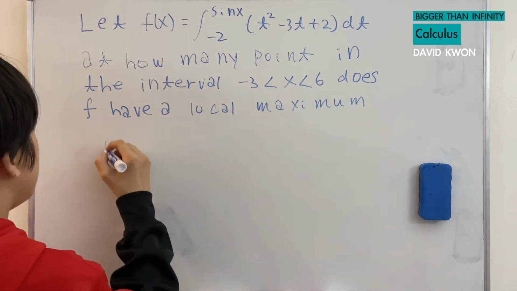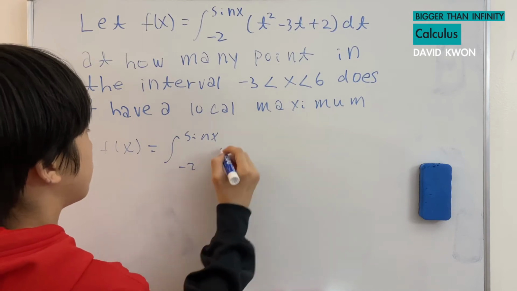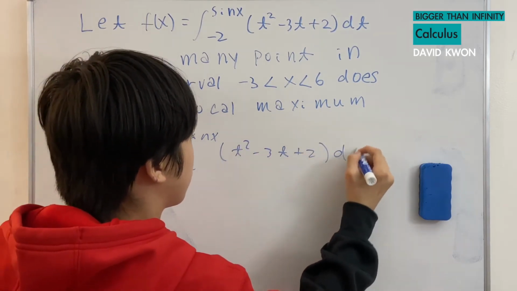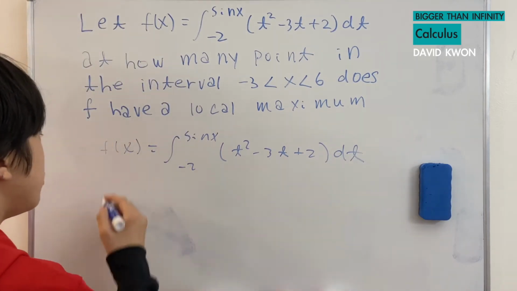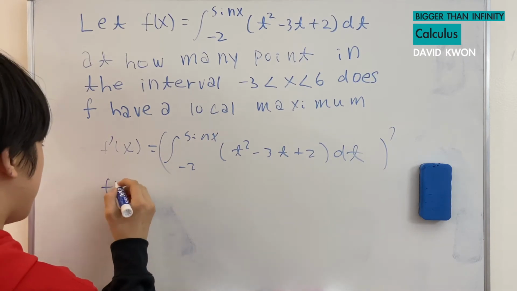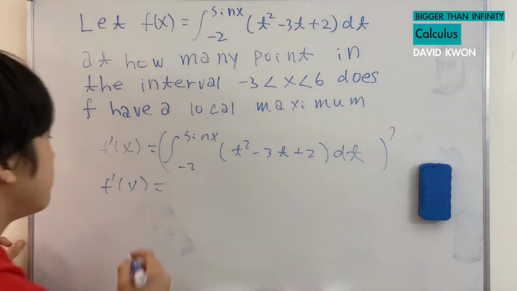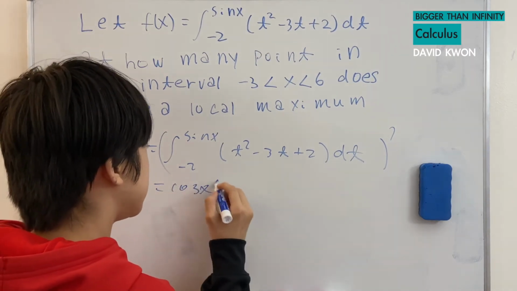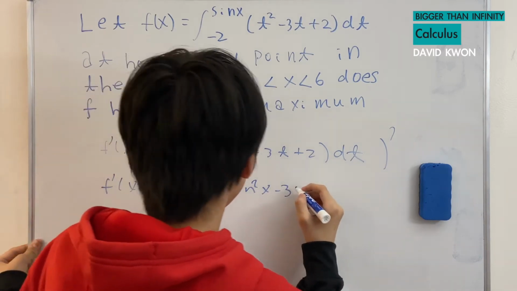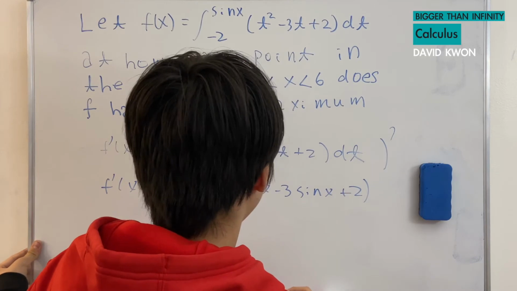So now what we know is, we take the derivative, okay? And now we have that f prime of x is equal to, doing this right here, cosine x times sine squared x minus 3 sine x plus 2, okay?